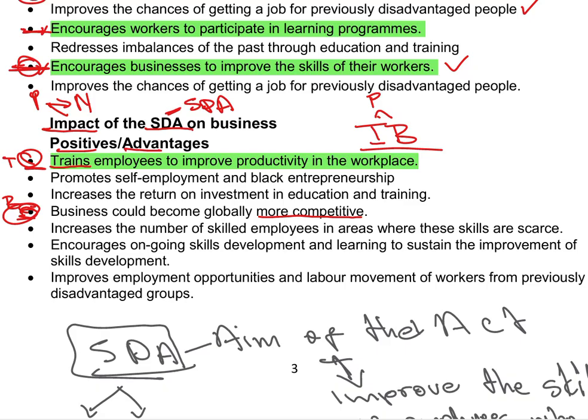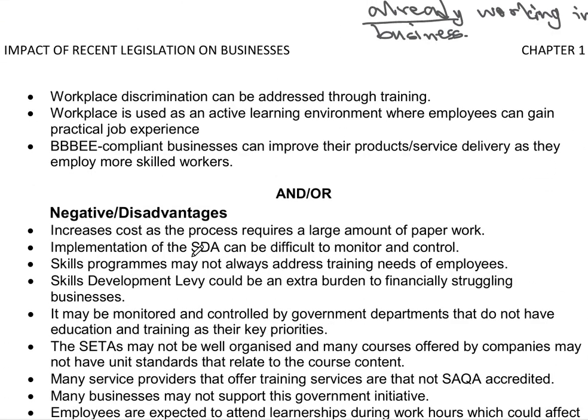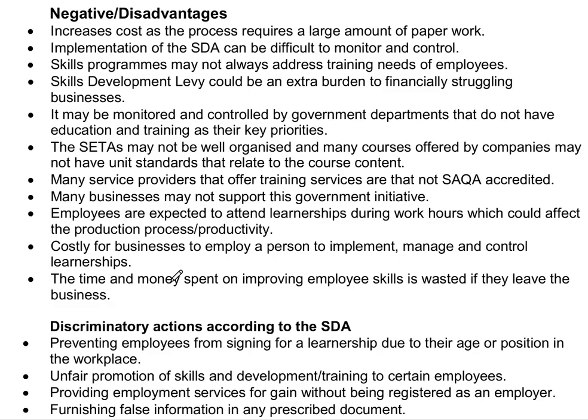So we go to the disadvantages. You are still in chapter 1. These are the disadvantages, negative or disadvantages.